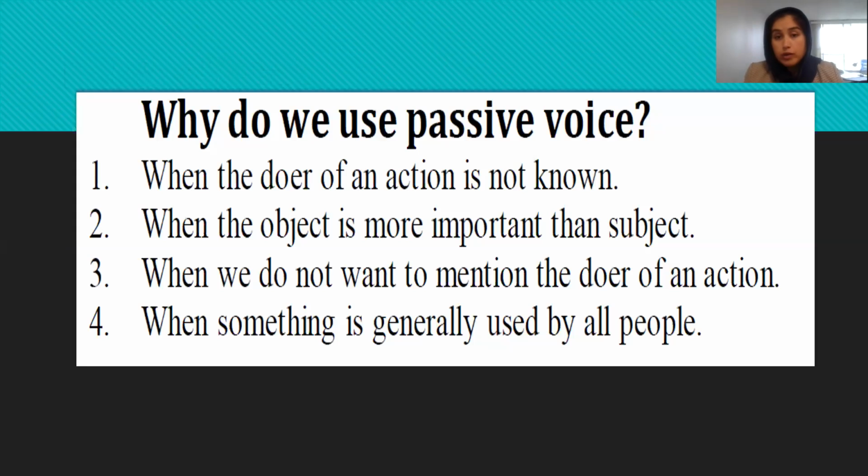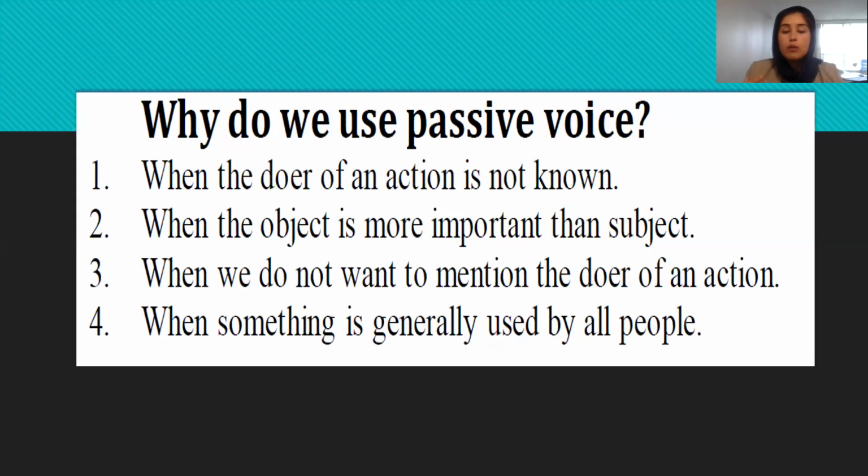The important question: why do we use passive voice? We use it when the doer of an action is not known. So we don't know who did that. Like, the window is broken. We don't know who broke the window, but the fact that it's broken is important because we want to repair it or we want people to know. So we say the window is broken. We don't know who did it. So that's when we use the passive voice.